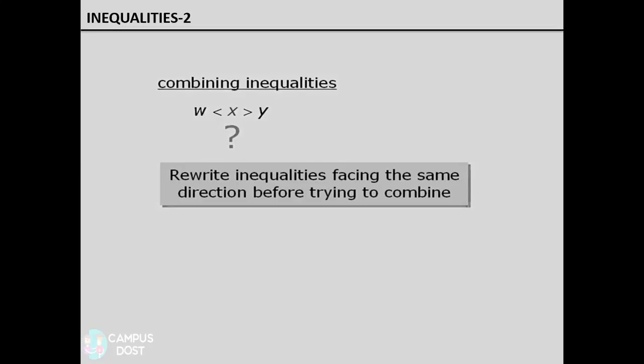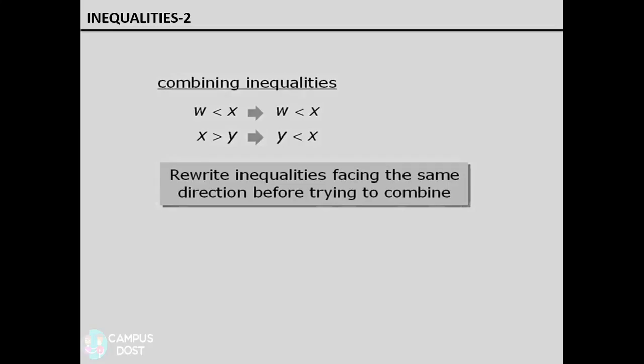So in our previous example, we'll take the top inequality and leave it as it is. But we'll take the bottom inequality and rewrite it as y is less than x. Now that both inequalities are facing the same direction, we can see that w is less than x and y is less than x. Since both w and y are less than x, we cannot combine these inequalities into a compound inequality, which makes it impossible to compare the values of w and y.